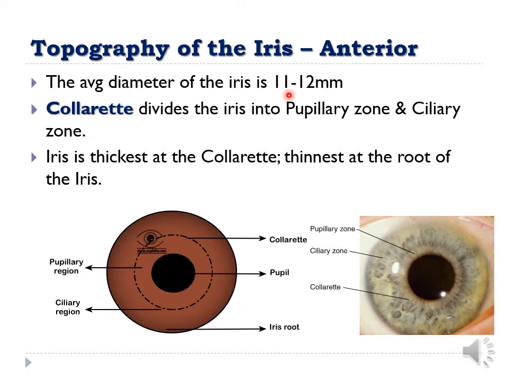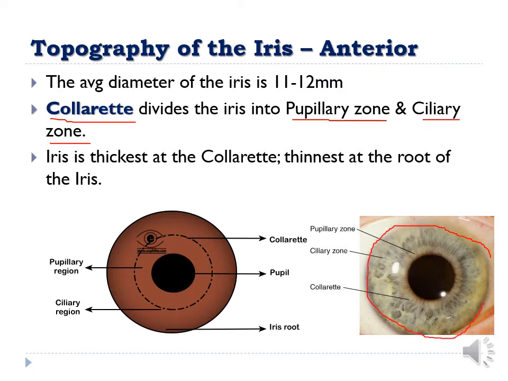We have already discussed this. The average diameter of the iris is 11 to 12 millimeters, on average, whether vertical or horizontal. And there's another new terminology which we need to remember now, that is the collarette. The collarette divides the iris into the pupillary zone and the ciliary zone. So the iris has two zones: the zone that is closer to the pupil and the zone that is closer to the ciliary body.